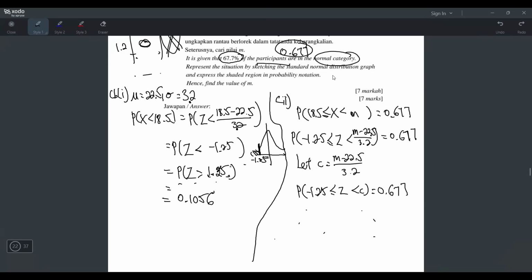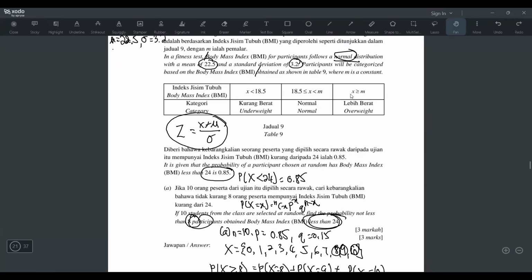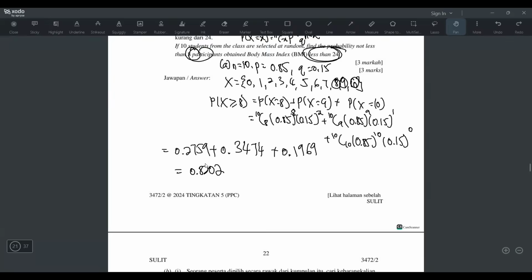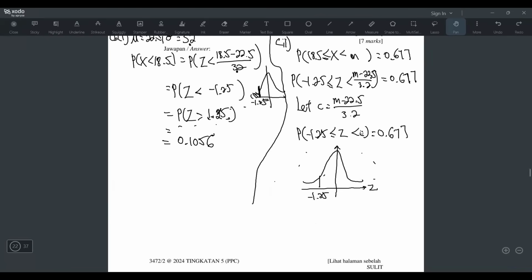Represent the situation by sketching the standard normal distribution and express the shaded region in probability notation. Okay, it's fine, let's sketch first. Okay, so this is the Z, and then this one is the f(z). Now they got two values. One is negative 1.25. The other one, we don't know, right? Okay, wait, let me think. 22.5. Okay, let's just assume it's positive, because we don't know whether this C is positive or negative. So if we assume it's positive, then the C will be here, right? It means assuming your M is bigger than 22.5.